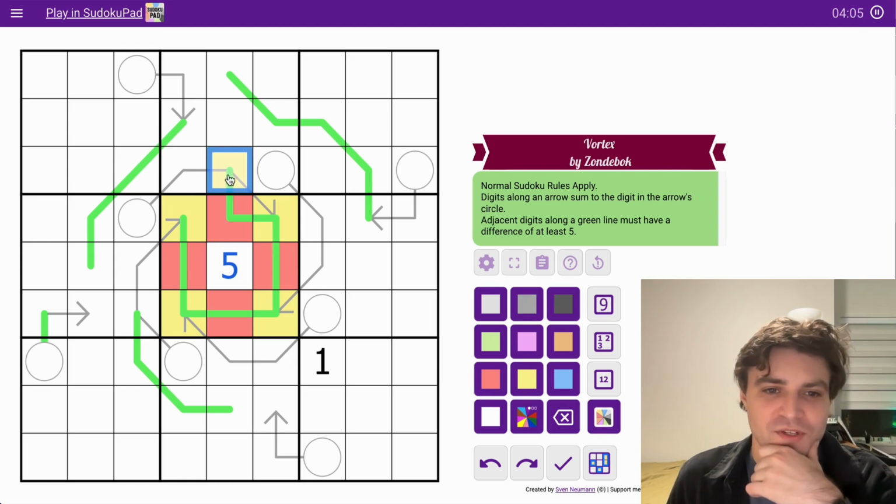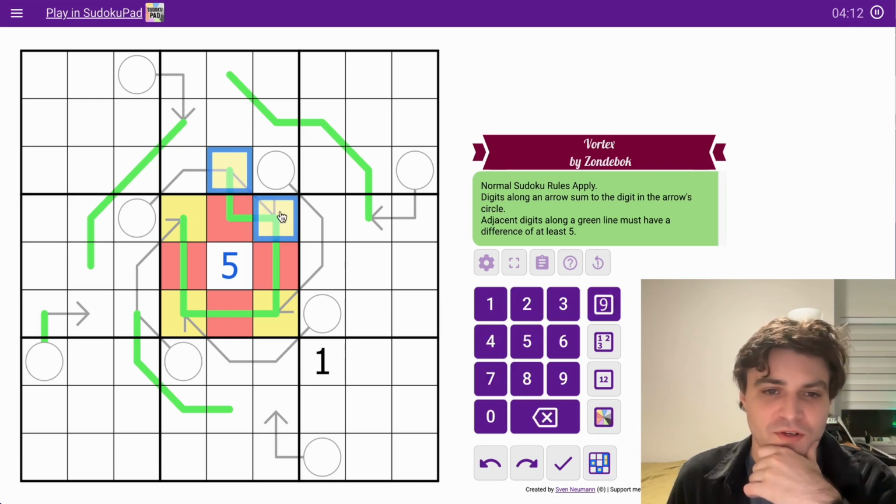If one of these yellows turns out to be a low number, then all of the yellows need to turn out to be low numbers. If one of the yellows is going to be 1, 2, 3, or 4, then all of them need to be 1, 2, 3, or 4. And I bet we could actually determine that now.